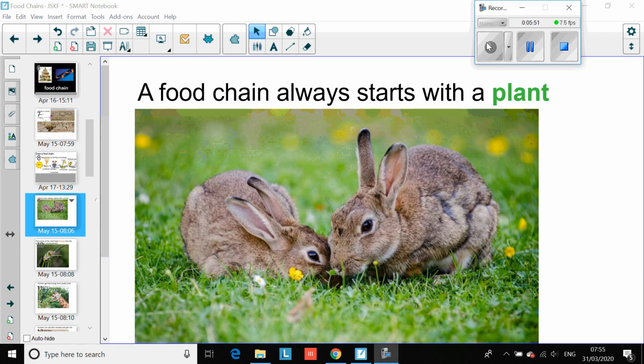Okay, so let's just recap a few key points. Food chains always start with a plant. So you can see here the rabbits eating the grass. So the plant is our producer, and the rabbits in this case would be our primary consumer.